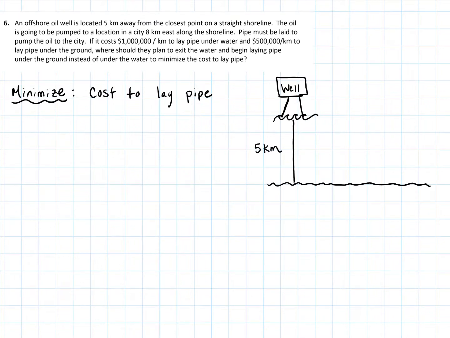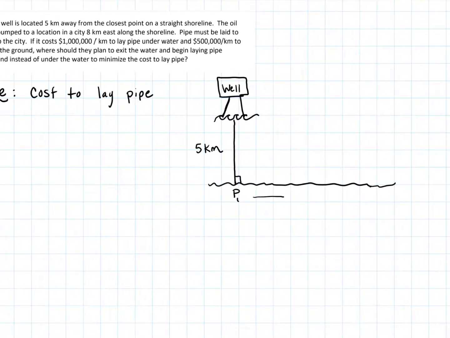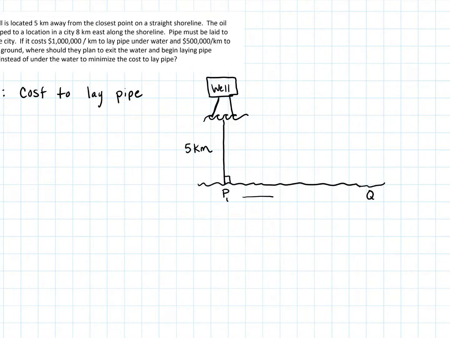And the distance would be measured at a right angle. So we know that that is a right angle. If it's the closest point, it would have to be the right angle. And then east from where you come out, let's call that point P, the oil is going to be pumped to a location that is 8 kilometers east along the shoreline, to a city. So east would be this direction. So from point P, let's call this point Q over here, and this distance from P to Q is 8 kilometers.